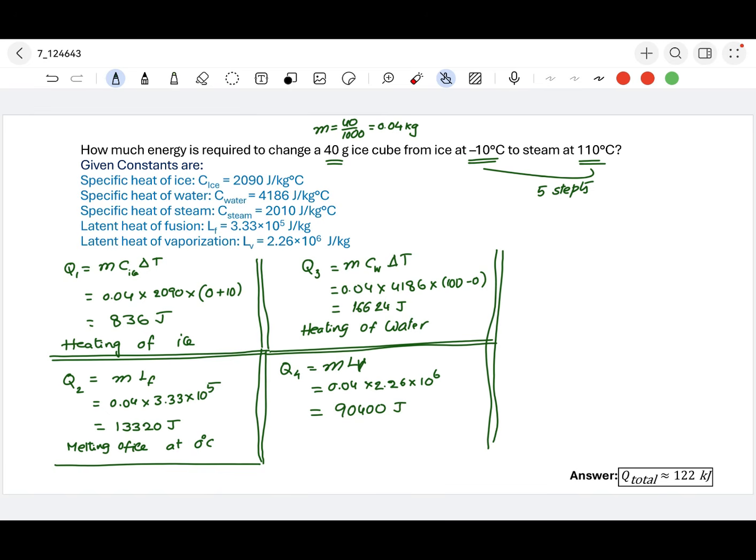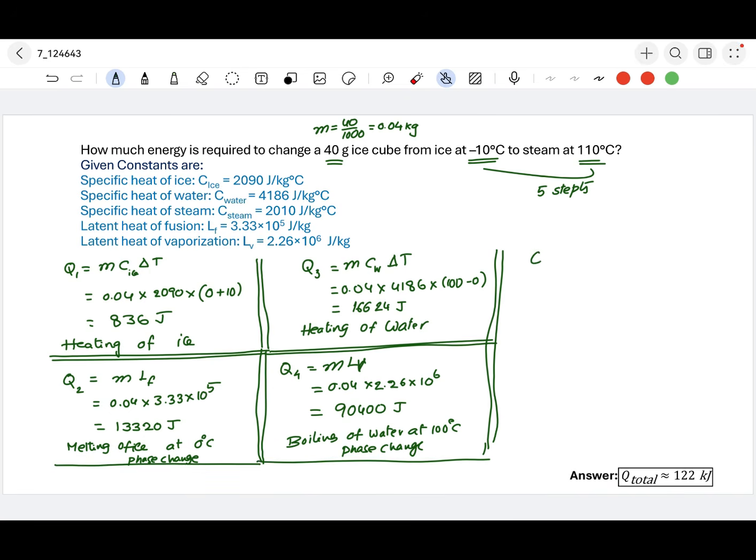Okay, so this is also a phase change. So what is this? This is boiling of water at 100 degree. So this is a phase change. So finish. We are ready.